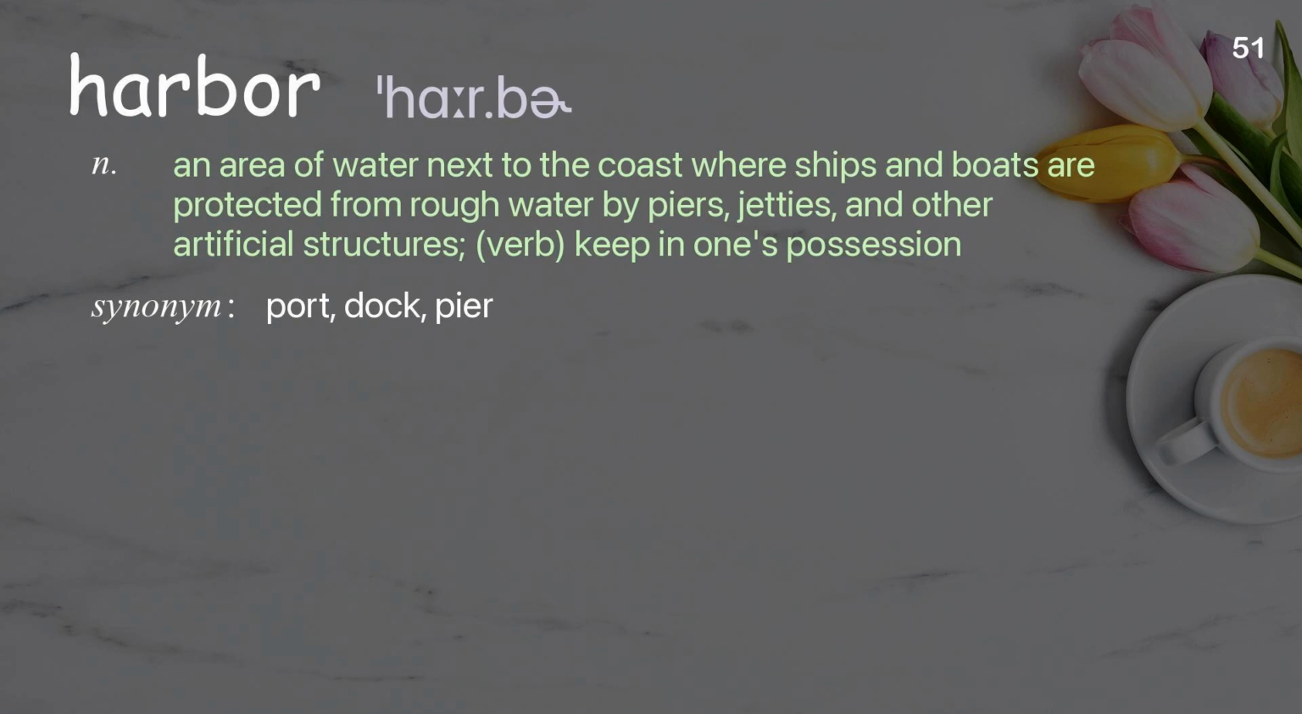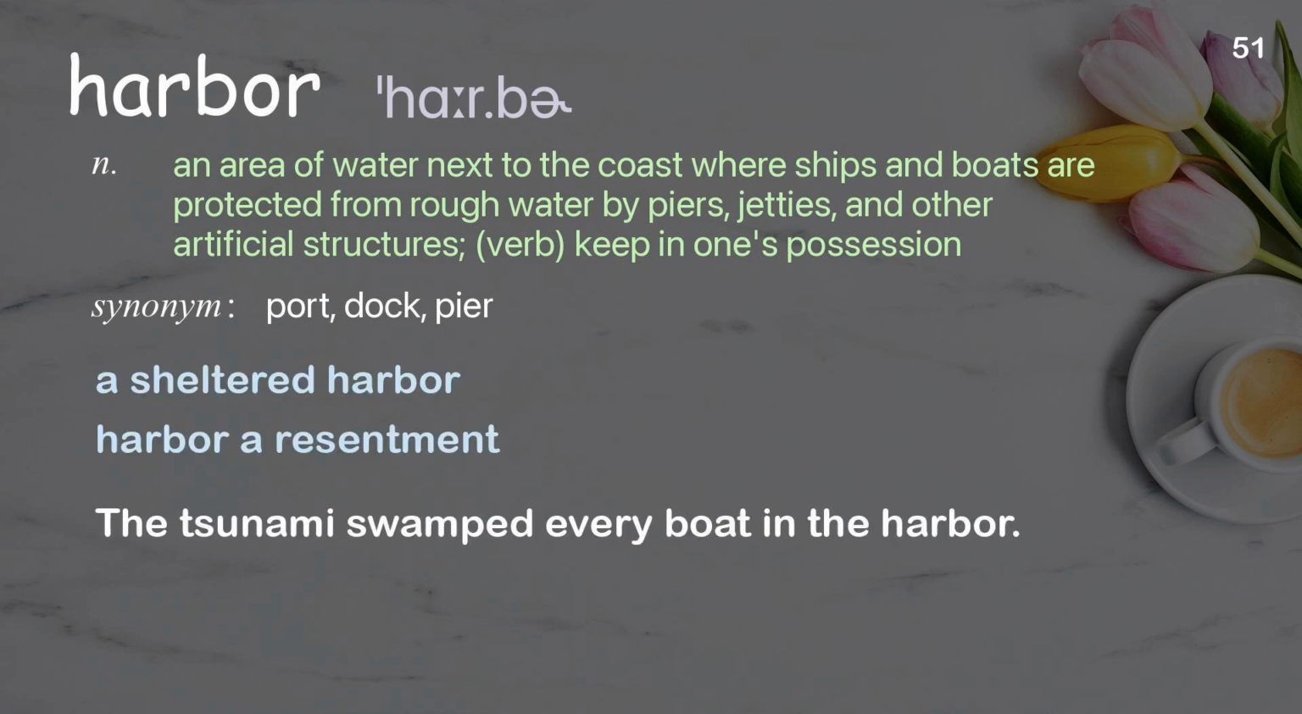Harbor. An area of water next to the coast where ships and boats are protected from rough water by piers, jetties, and other artificial structures. Verb, keep in one's possession. Examples: A sheltered harbor. Harbor a resentment. The tsunami swamped every boat in the harbor.